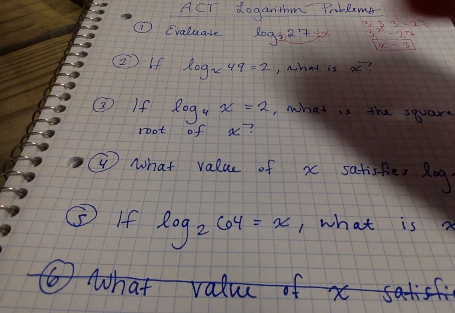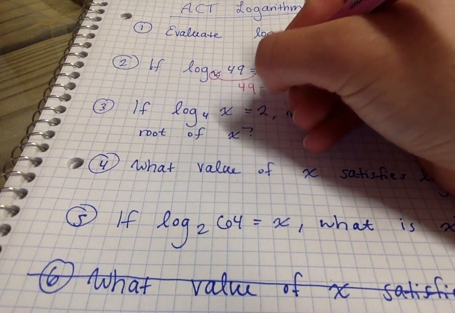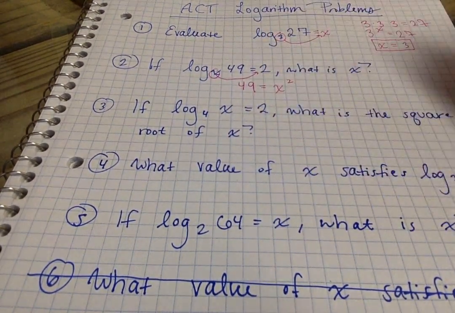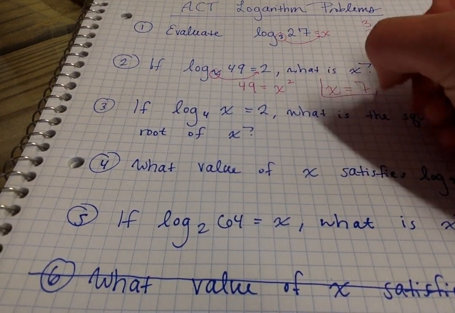The next one says, if log base x of 49 is 2, what is x? In other words, this becomes my base. 49 is what value squared? Well, 49 is 7 squared. So x is 7.